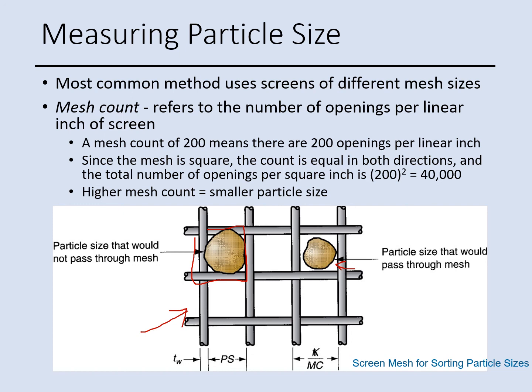Particles are going to be sorted by passing them through a series of screens, progressively to a smaller mesh size. The word mesh count means the number of openings per linear inch of a screen. Here is one example: if we have number 200, it means that we have 200 openings per linear inch.